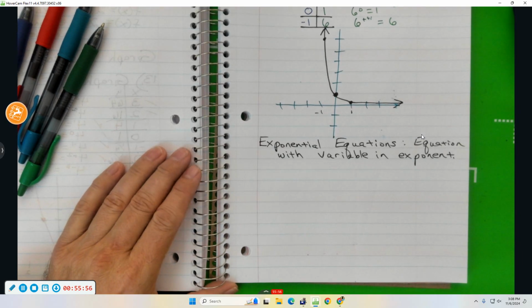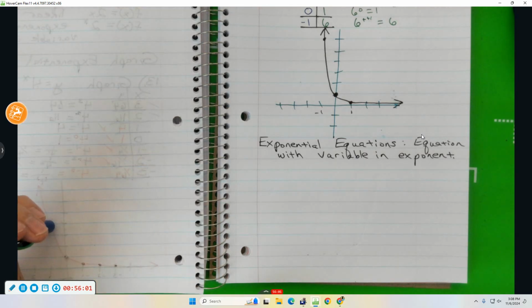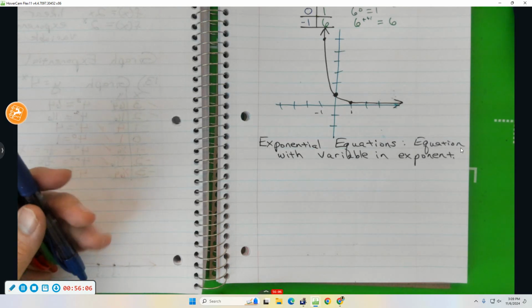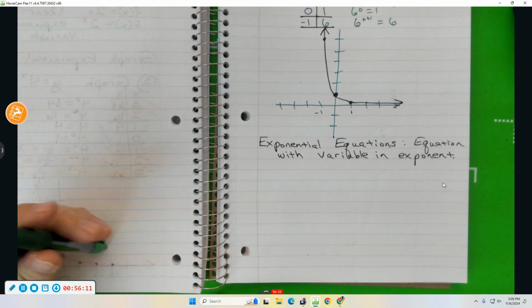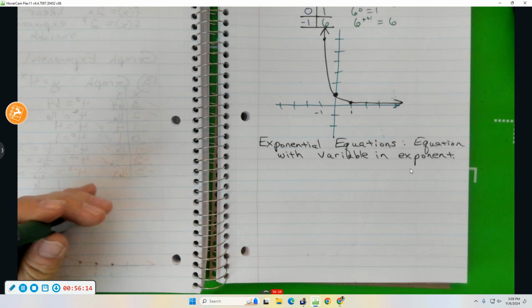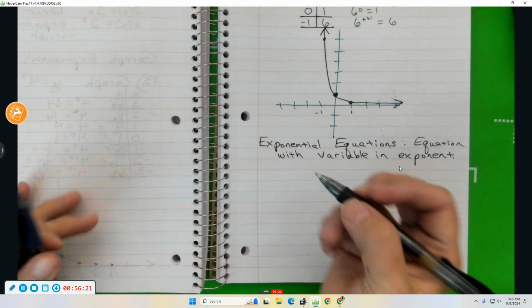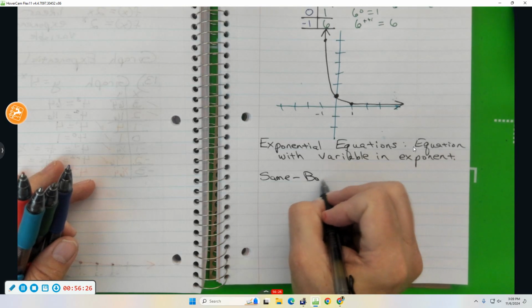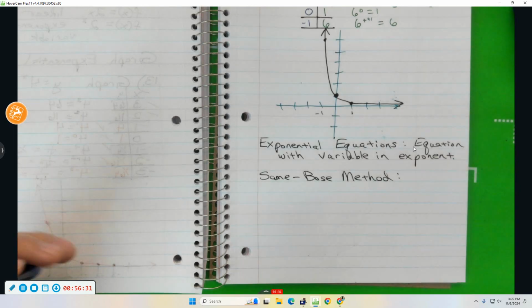There are two generally accepted methods of solving exponential equations. The first method is the same base method. That's what we're going to see today. On Monday, 1 week from today, we'll see the second method that requires logarithms, but we haven't started logarithms yet, so we're not using logarithms to solve these equations. What we have is the same base method. A very logical method if you think about it. Here's what the same base method says.